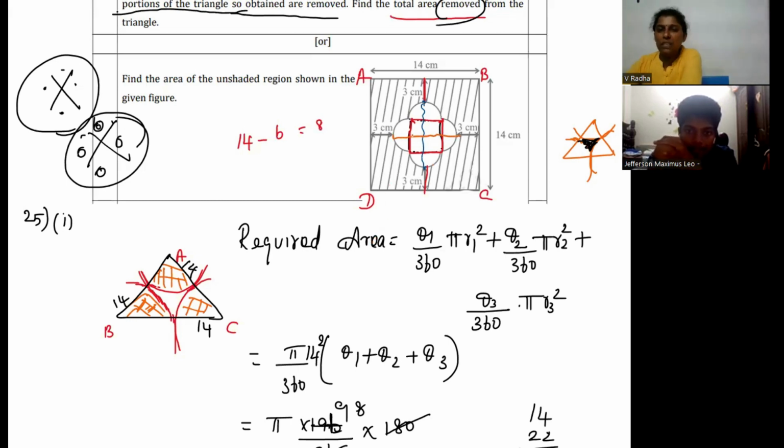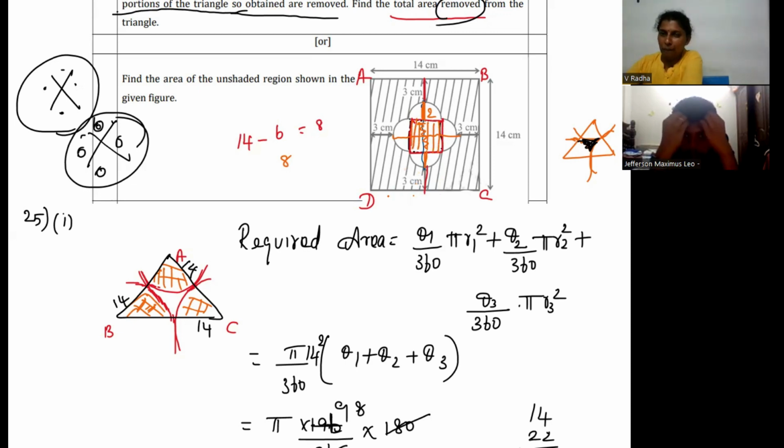So how are we going to divide this? All the semicircles are equal in size, right? The 8 is divided into 3 portions. This length is 2 and this is also 2. Therefore, the remaining length is 4. Everywhere, all the vertical lines, all are 4.